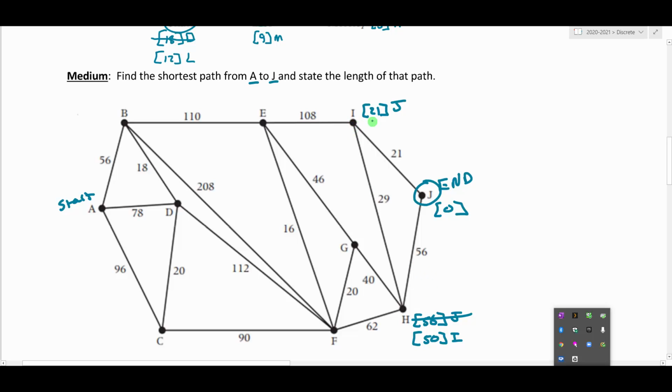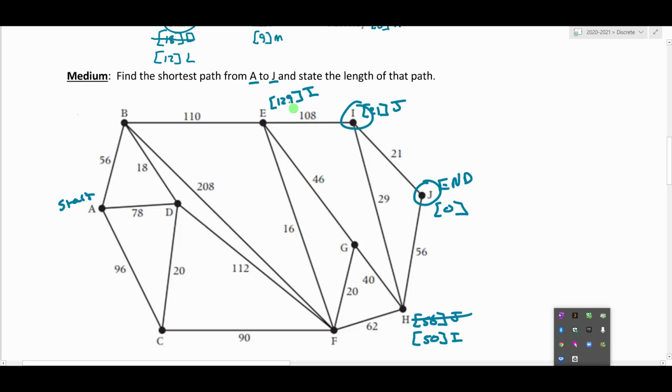Gone. All right, and then we go over here. So we got 21 plus 108. 21 plus 108. So I can get to E in 129 through I. Okay. I is done.